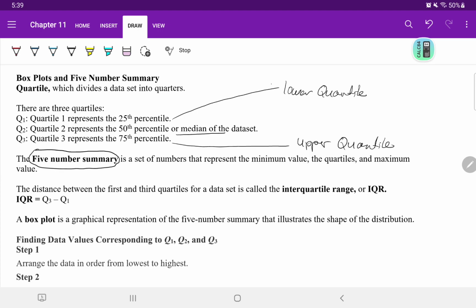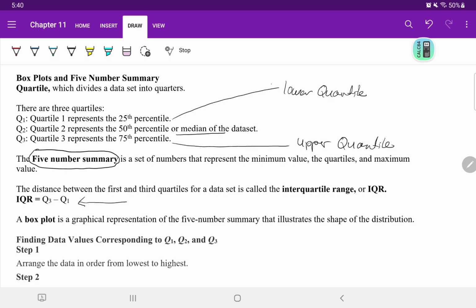We can also find what is called the interquartile range, abbreviated IQR, and that is the distance between the first and third quartiles for a data set. To find the interquartile range, it is quartile 3 minus quartile 1.